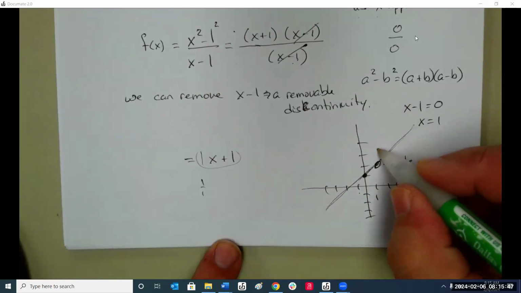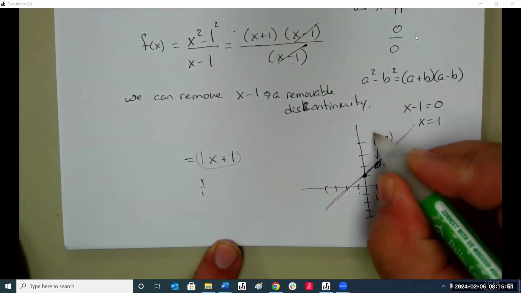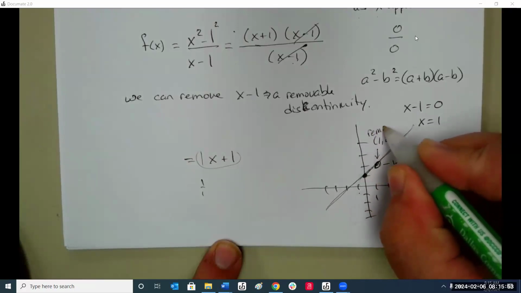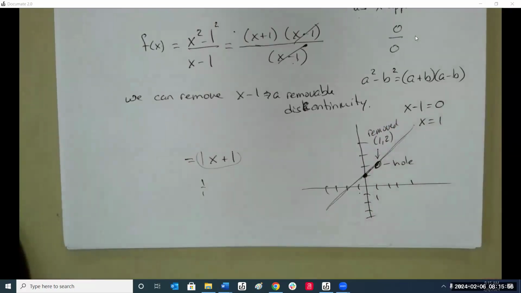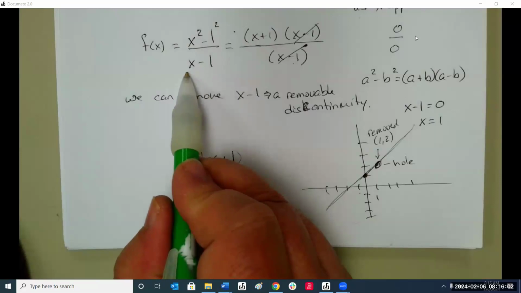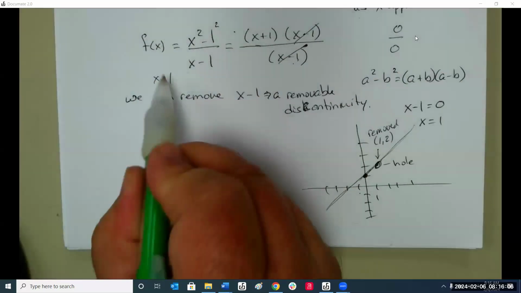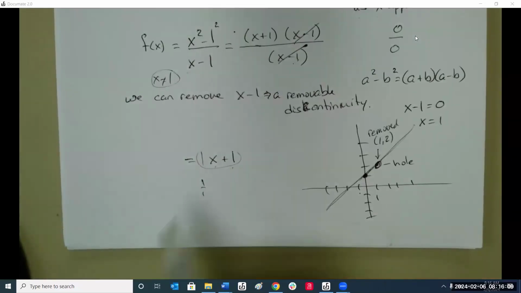So the point 1, 2 is removed, because at that point, remember, we cannot use 1 in the original. So x cannot equal 1. So we cannot use 1. What value is that? It's at 2. So that's what we're looking for, is algebraically what happens with these things. That's what we're going to look at.